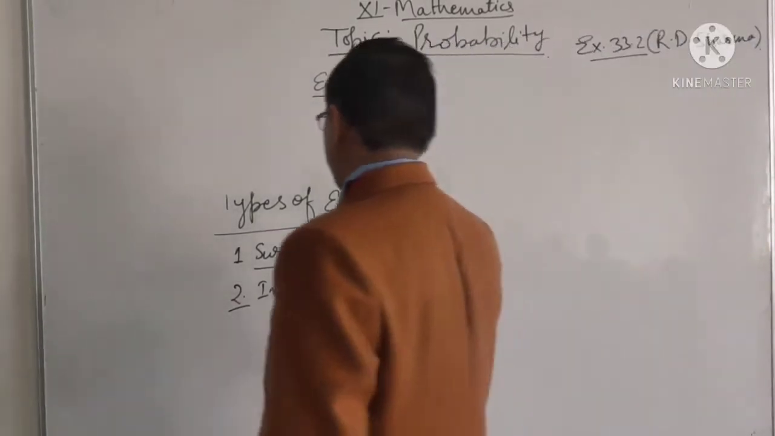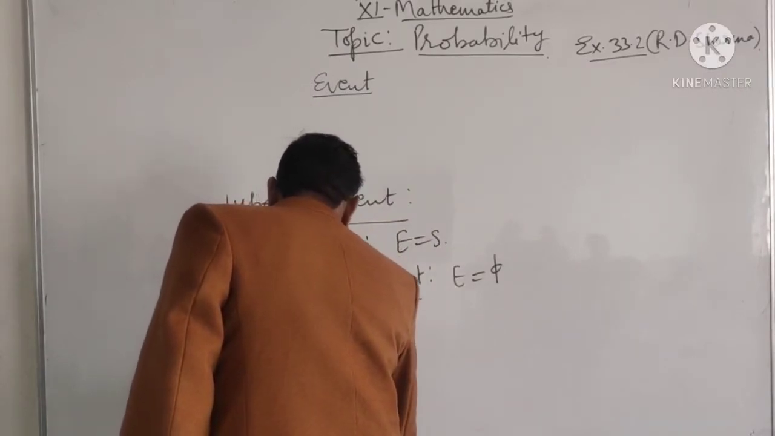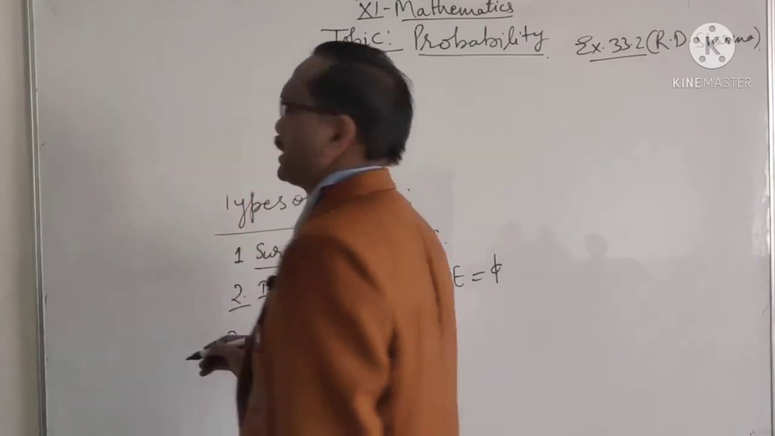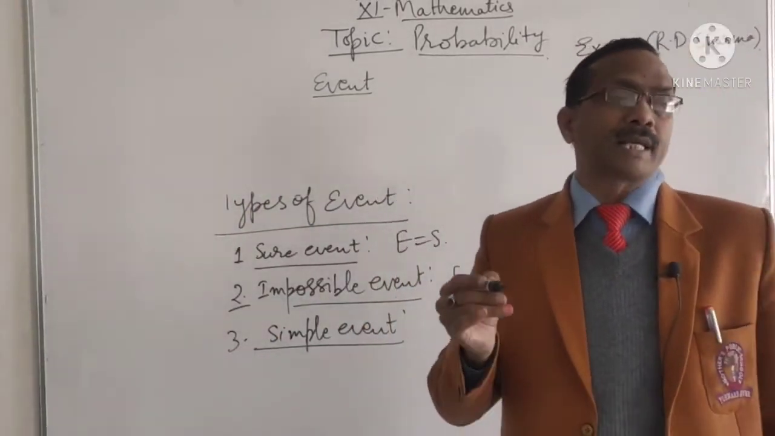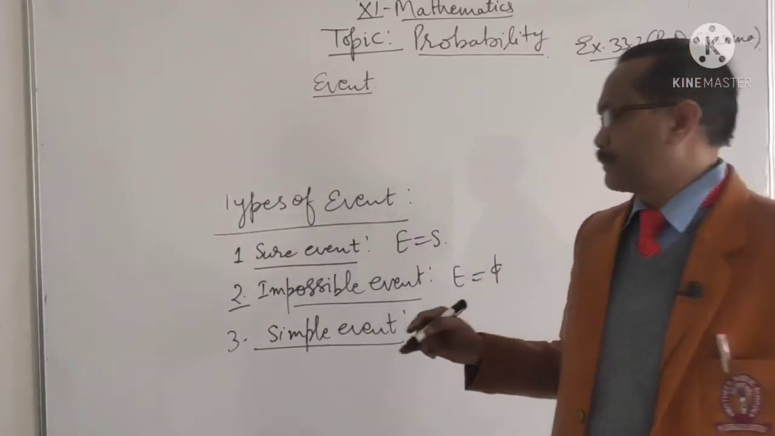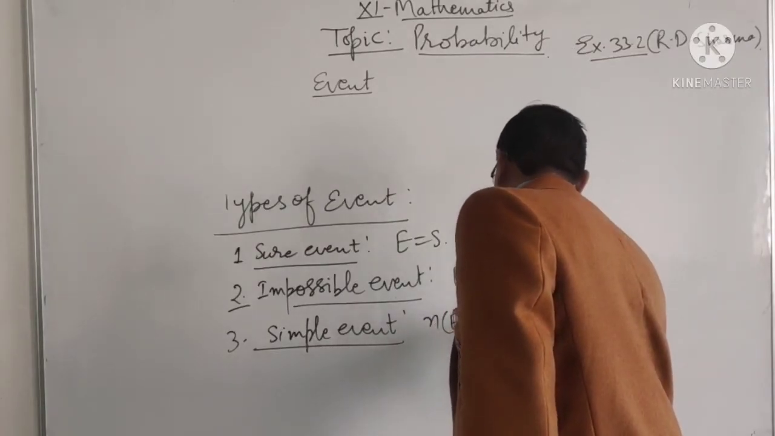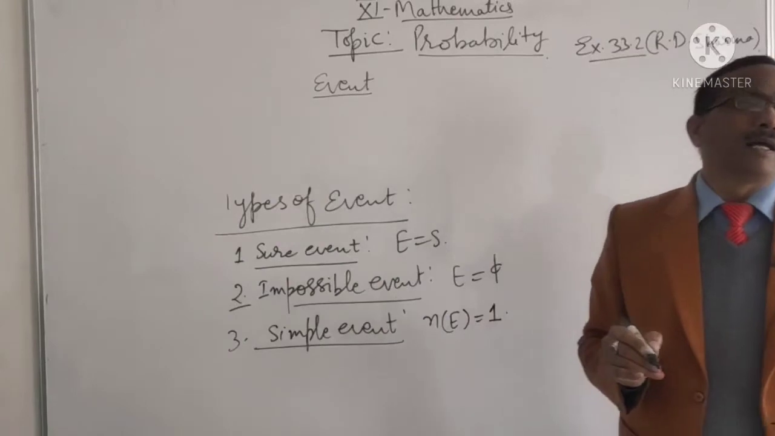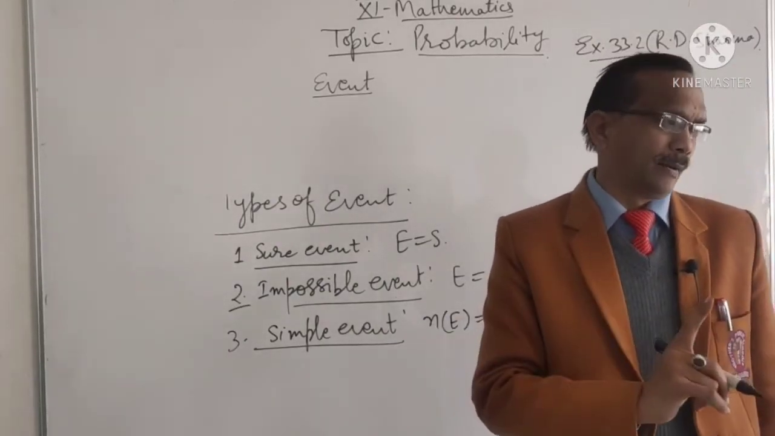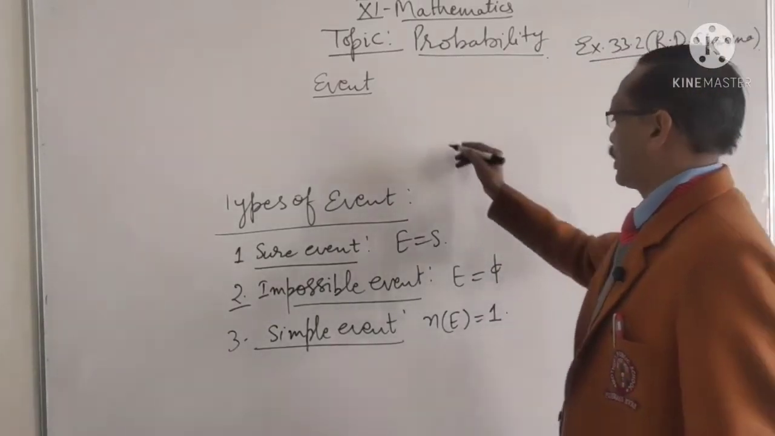Next is simple event. Simple event is the event in which we are having only one element in the sample space, or we can say here n equal to 1. Number of elements in the set of event is 1. So simple event is having only one element.